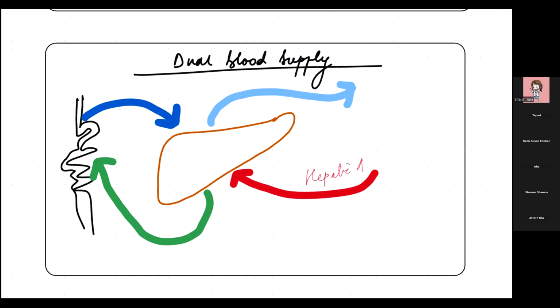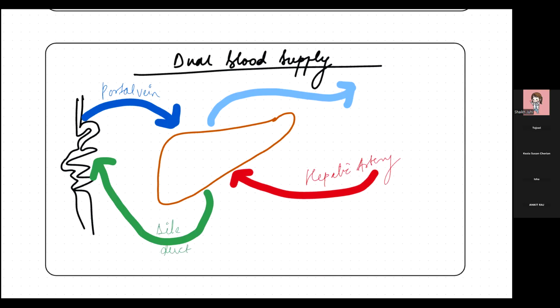This is our portal vein, which is giving blood into the liver. So you can see that there are two pathways through which the blood is coming and two pathways through which the blood is going away, isn't it? So this is the bile duct, and the other one is the what?